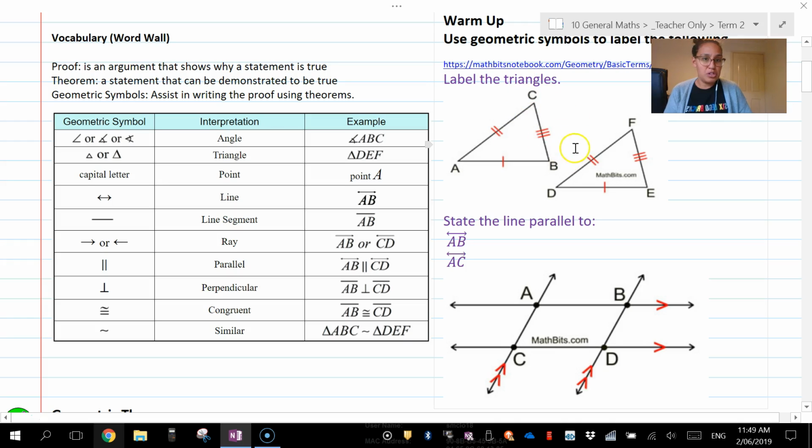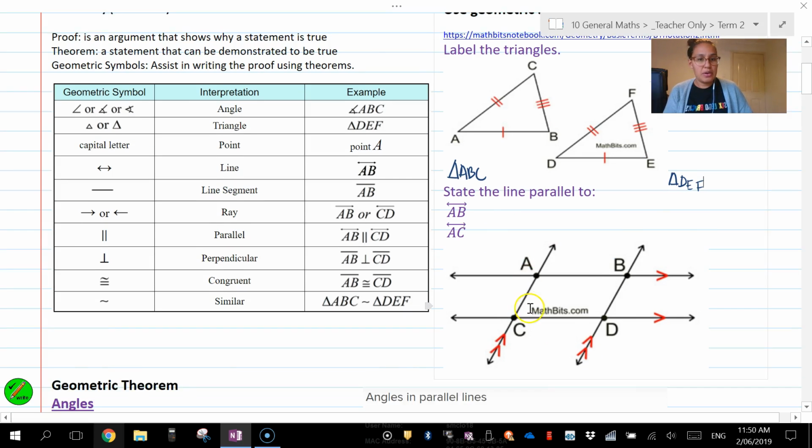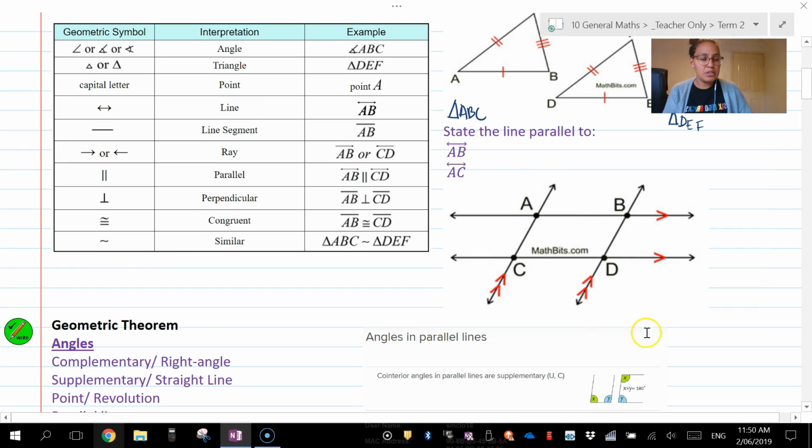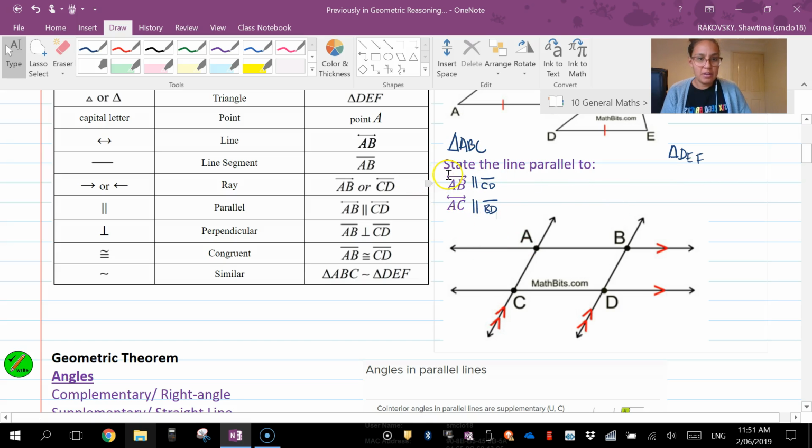If you have a look at these two shapes here, labeling the triangles, this triangle would be labeled, in this case, triangle ABC, and this one would be labeled triangle DEF, and so forth. So there you go, using those kinds of symbols to label certain things, or in this case, parallel lines. So we've done that. That's what you would have using your symbols.